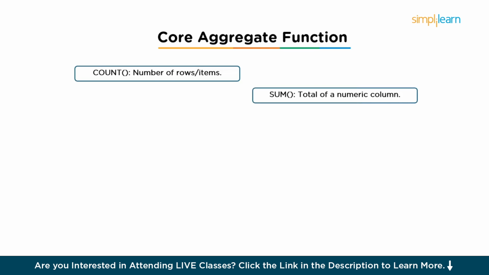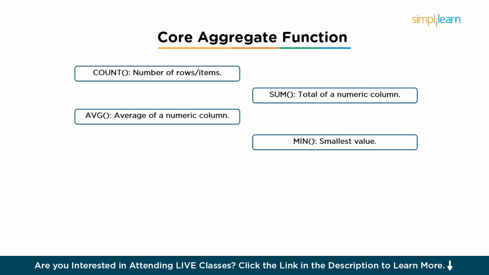Sum calculates the total sum of the values in a numeric column, perfect for adding up quantities sold, total revenue, or even total expenses. Average computes the arithmetic mean or average value of a numeric column, giving you a typical value. Minimum and maximum retrieve the smallest and the largest value respectively from a specific column, which can be useful for identifying outliers or ranges. These functions are your first line of defense against data overload, transforming raw, detailed data into concise, digestible metrics that are easy to understand and report on.